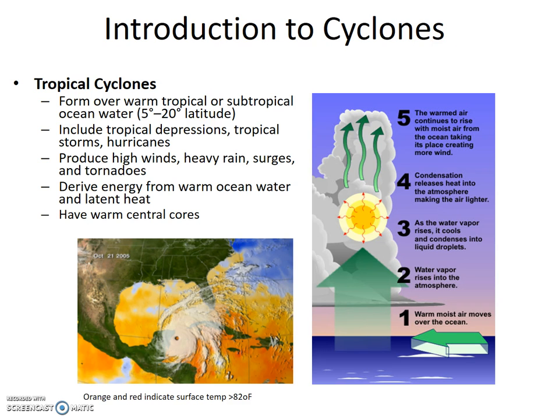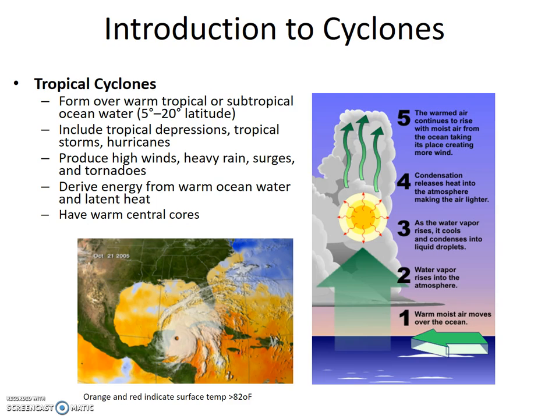Tropical cyclones form over warm tropical or subtropical ocean water, typically between 5 degrees and 20 degrees north or south latitude. They include tropical depressions, tropical storms, and hurricanes. They produce high winds, heavy rain, surges, and tornadoes. They derive energy from warm ocean water and latent heat of condensation and have warm central cores. Picture on the bottom left is of a hurricane being fed by warm ocean waters. In fact, the orange and red colors of the ocean indicate that the waters are greater than 82 degrees Fahrenheit. No wetsuit required.